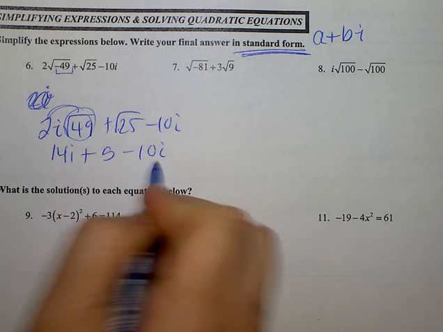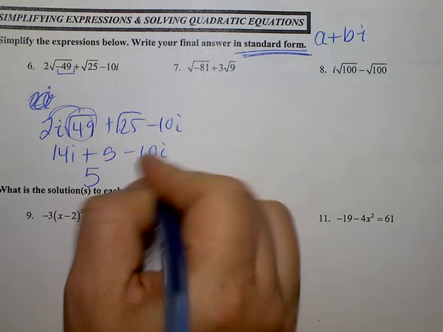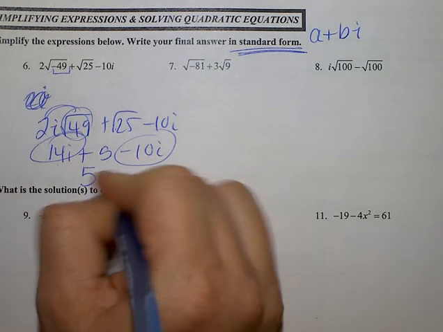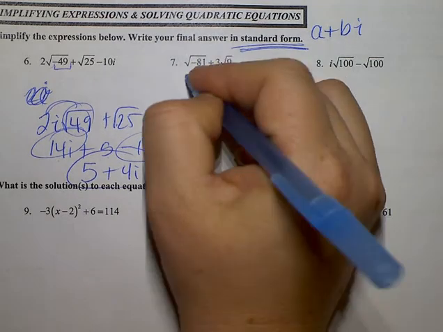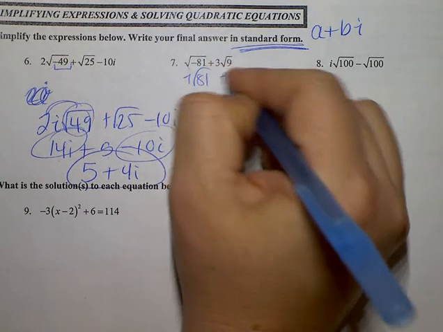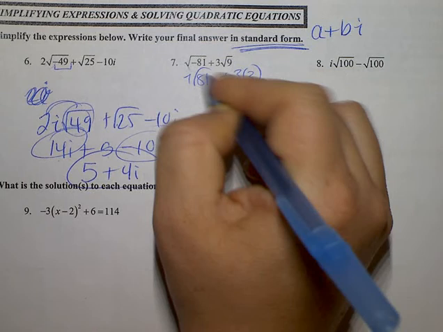So of these three, the real is 5, and when I combine the imaginaries, I end up with a positive 4i. Real quickly, again, you can't take the square root of a negative. 3 times 3 is 9, and this is plus 9i.